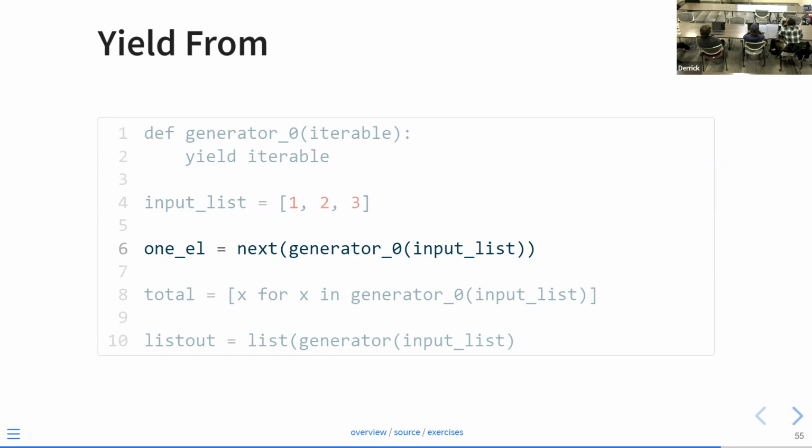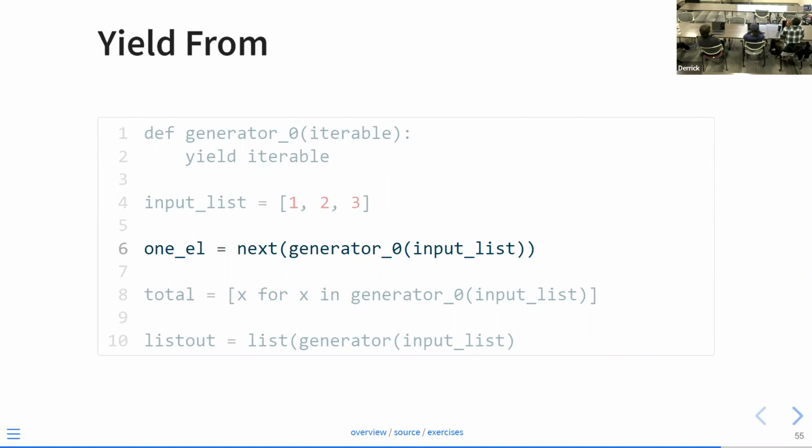Okay, so let's walk through it. Generator 0, we give it the input list, so that's going to create our generator object. And then we call next on it, so it's going to advance until it gets to a yield and return whatever that yield thing is. So what do you think this will return? What's going to be stored in 1L? The whole list. Exactly. So that's going to be the whole list.